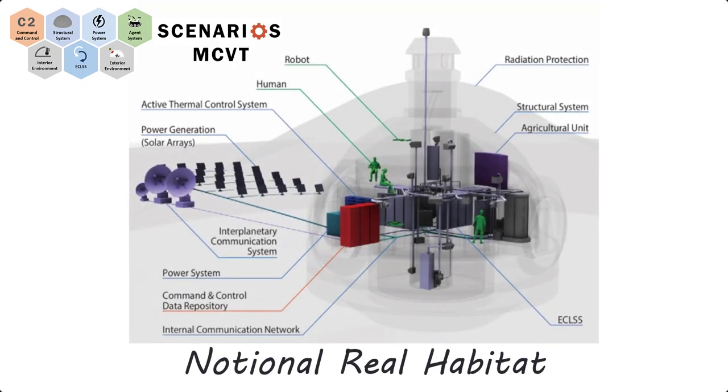The Modular Coupled Virtual Testbed, or MCVT for short, is designed to represent a notional real habitat consisting of various systems and human or robot agents. Subsystems such as those you see in the notional real habitat figure, including the structural system, power system, environmental control and life support system (ECLS), and a command and control unit, are examples of systems that are expected to be established in a deep space habitat.